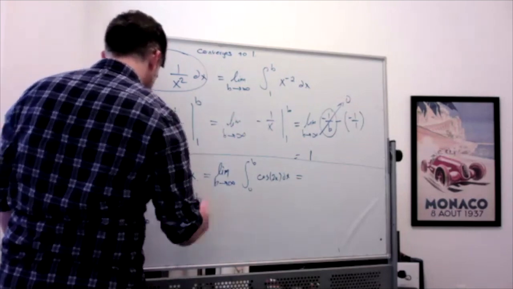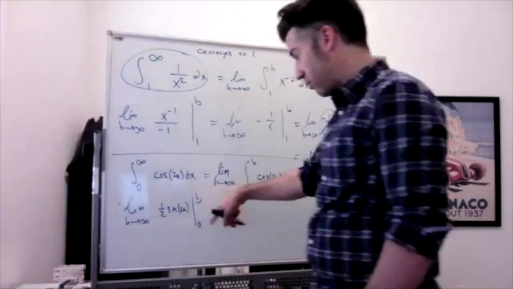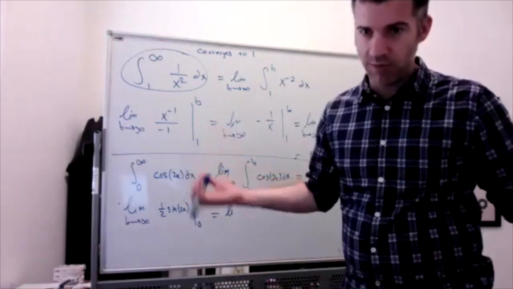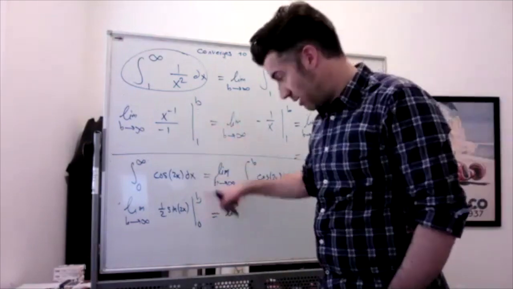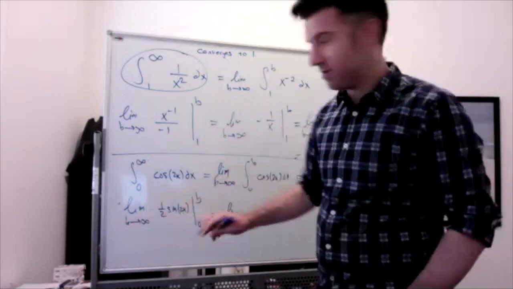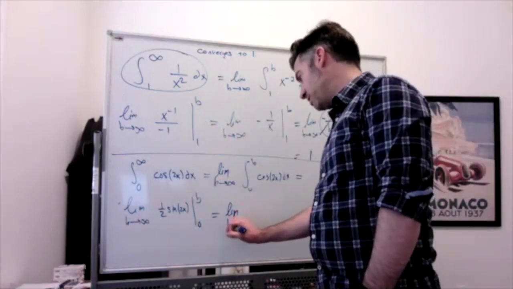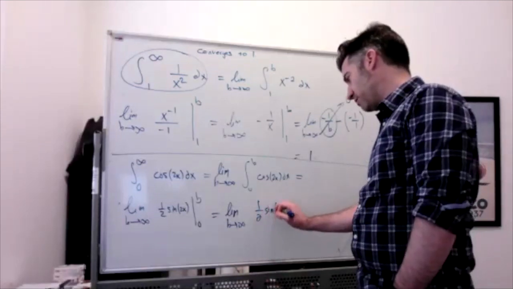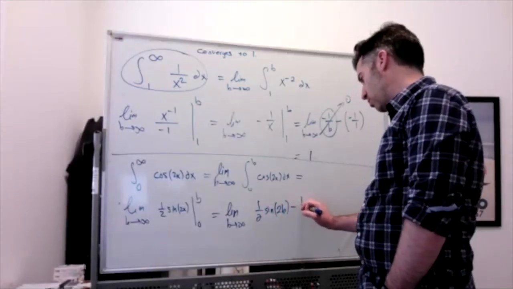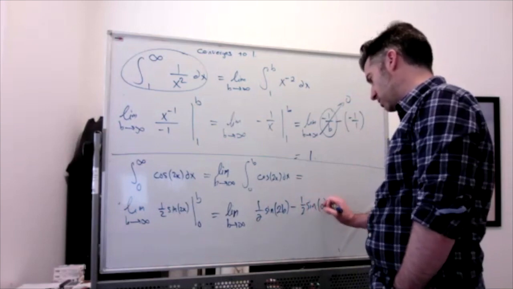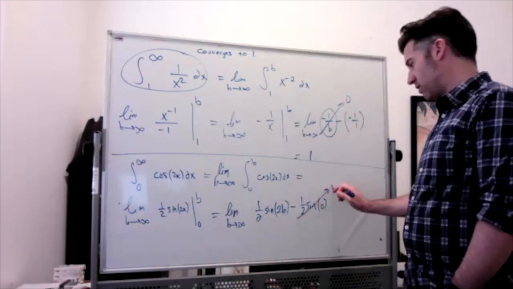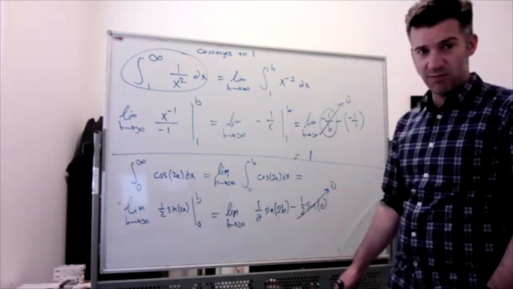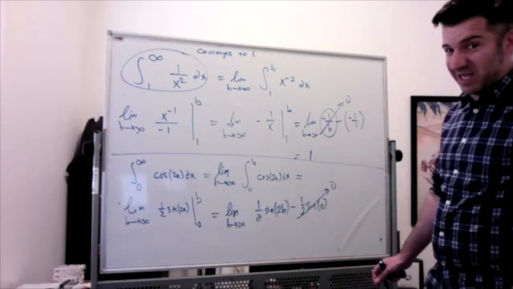From 0 to b. And then we plug in our limits of integration. It's too bad that the limits of integration and limits are the same word, but it's just the way it is. So we plug in the limits of integration before we take the limit. We get the limit as b goes to infinity of 1/2 sine of 2b minus 1/2 sine of 2 times 0, which is 0. And sine of 0 itself is also 0. So now we're taking the limit as b goes to infinity of 1/2 sine of 2b. But that limit doesn't exist.